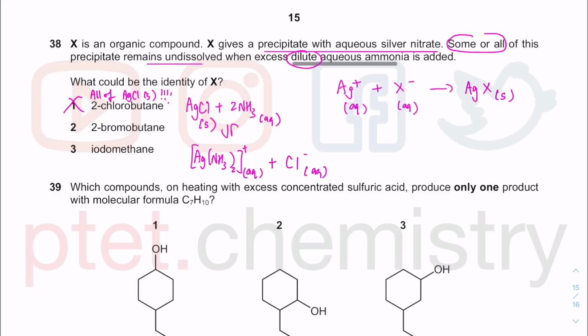They will go away, whereas it says some or all remain undissolved. It doesn't dissolve away. That means some or all of them cannot be the AgCl. If one cannot be the answer, it could be 2 and 3, which is option C. Okay, so we know that silver bromide can only dissolve when you have excess concentrated aqueous ammonia. However, when you use a huge amount of these dilute aqueous ammonia, some of AgBr could dissolve, but definitely not the AgI.